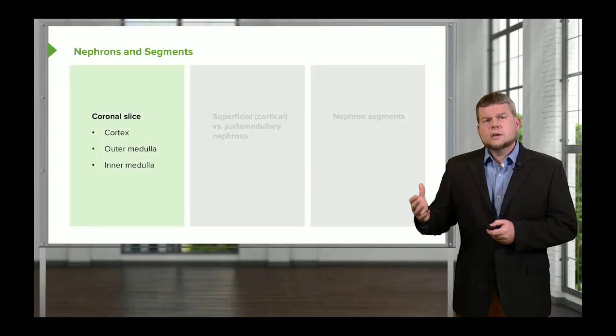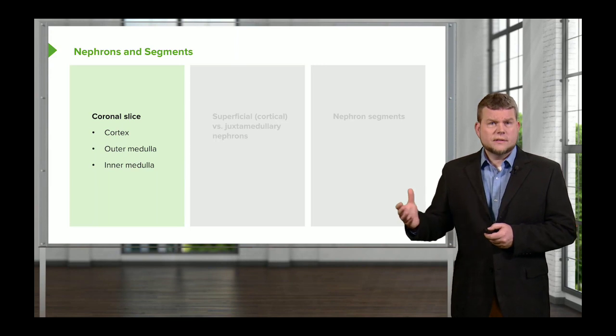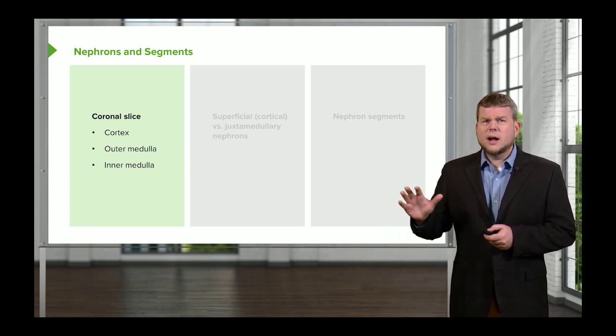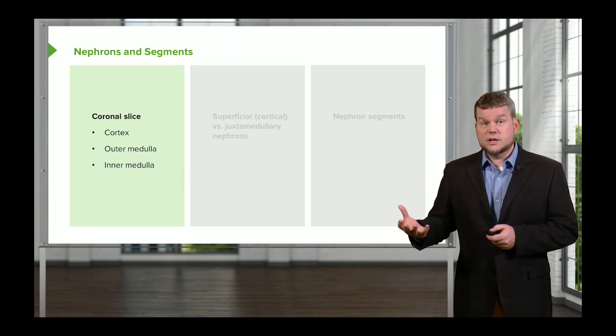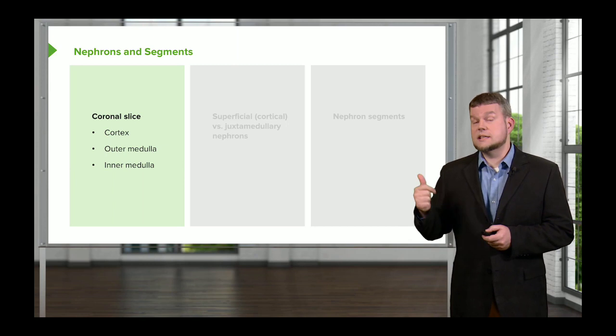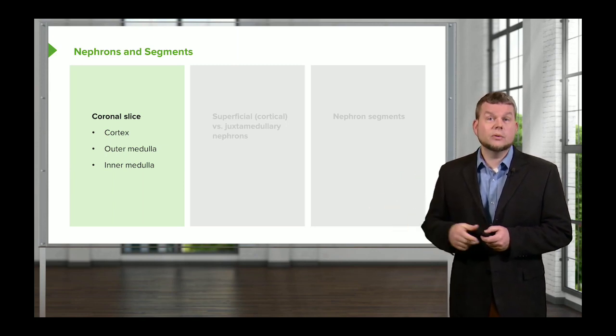Now, where does this occur in the various portions of the kidney? Well, the kidney can be broken up into three kind of primary aspects. One is what part of the kidney we're talking about. Is it in the cortex? Is it in the outer medulla? Is it in the inner medulla?